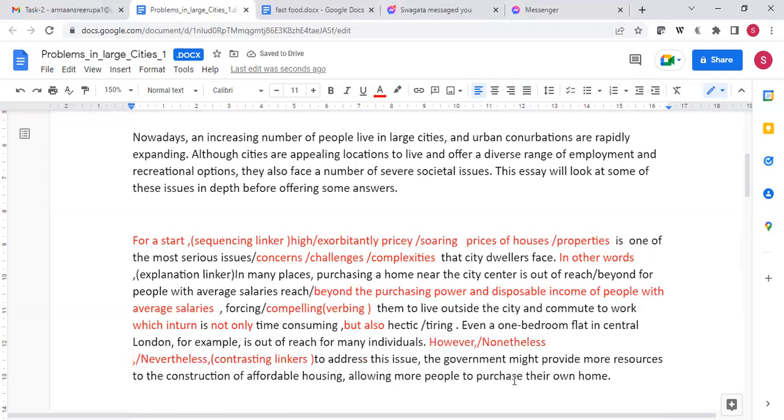To address this issue, the government might provide more resources to the construction of affordable housing, allowing more people. What do you mean by more resources? And do not repeat the term government. I mean, government is definitely a word. You could have also written state, regime. So the government, state, regime might provide more resources. What do you mean by more resources? More resources to the construction.